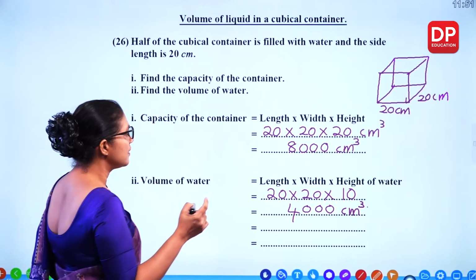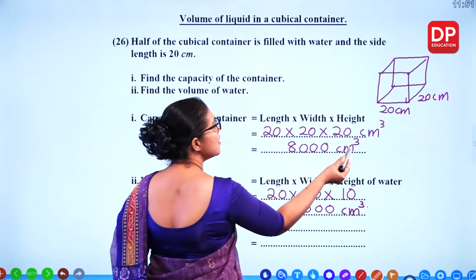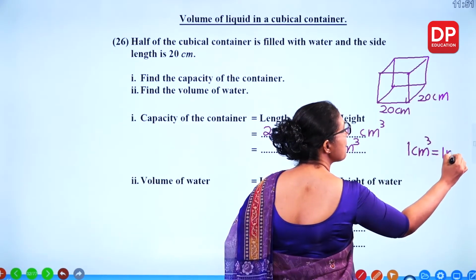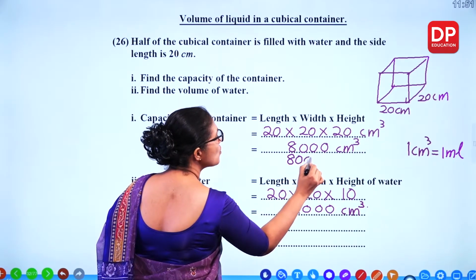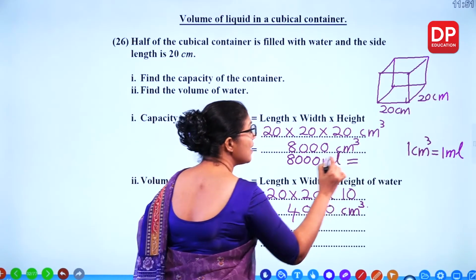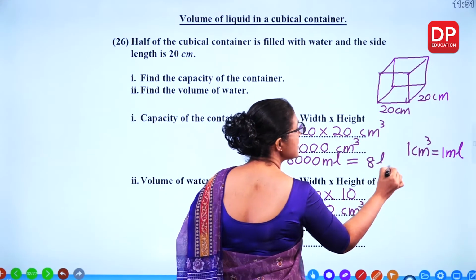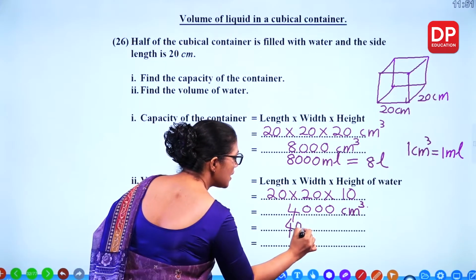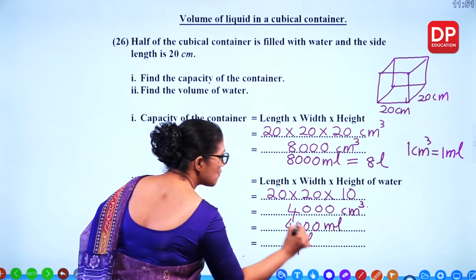So you can write in milliliters if you want. Capacity of the container. What's the conversion? 1 cubic centimeter is 1 milliliter. You can write in milliliters as well. So 8,000 milliliters, or how many liters are there? Divide by 1,000. 8,000 divided by 1,000, 8 liters. Here 4,000 cubic centimeters means 4,000 milliliters. Divide by 1,000, you get 4 liters.